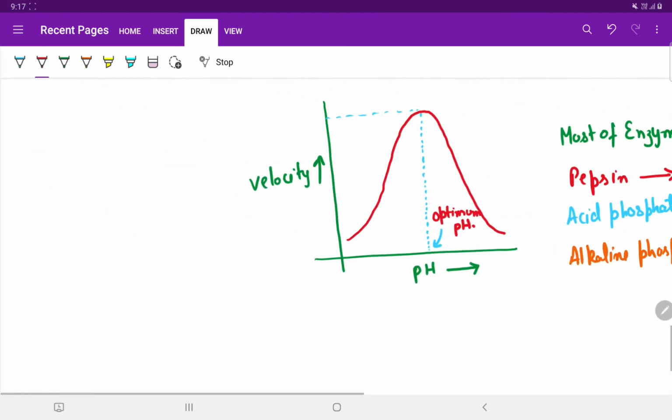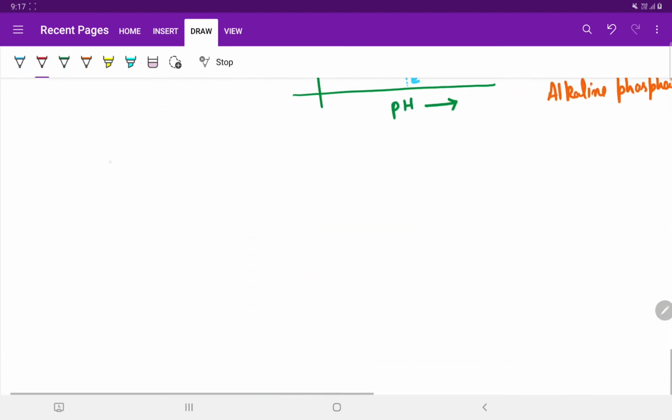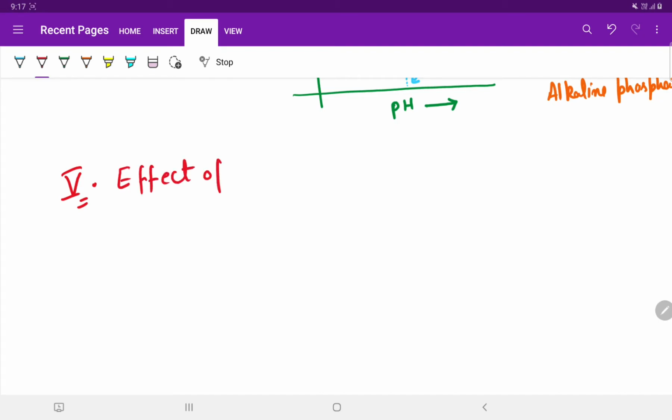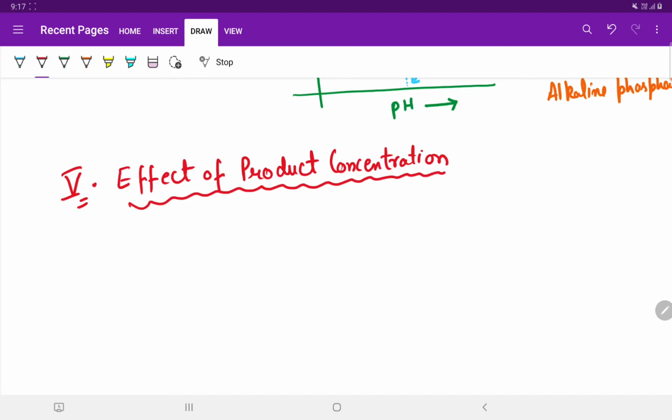The next point we are covering is the effect of product concentration. Now, students, the next one is the effect of product concentration. The accumulation of reaction products generally decreases the enzyme velocity.